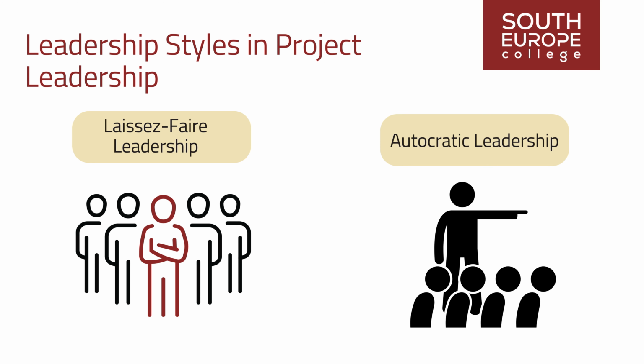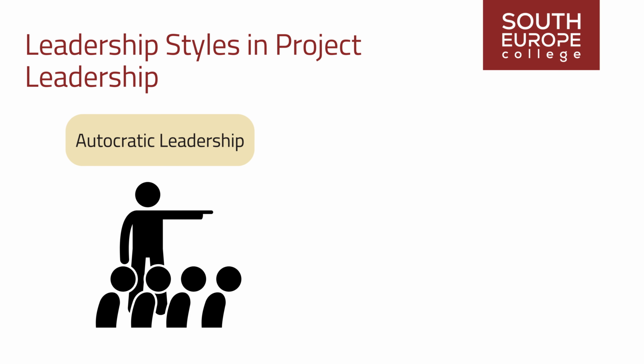Autocratic leadership. Autocratic leaders make decisions unilaterally and expect their team to follow instructions without much input. This style is most effective when quick, authoritative decisions are needed. This style usually comes to mind when many think of leadership and authority.